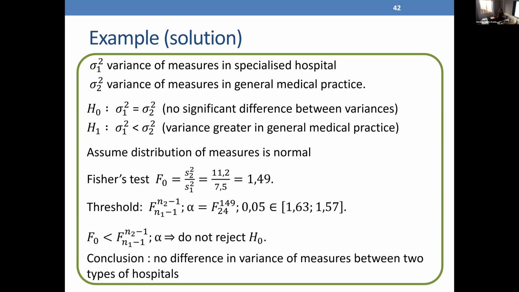distribution functions, I told you that Fisher doesn't have just 1 degree of freedom, it has 2 degrees of freedom. And the degrees of freedom are attached to what is at the top and what is at the bottom. So here, the first degree of freedom is the size of the sample at the top -1. So here it was 150 -1. And the sample at the bottom was 25. So 25 -1 is 24. So we need to go and look at the Fisher distribution function to find the threshold.